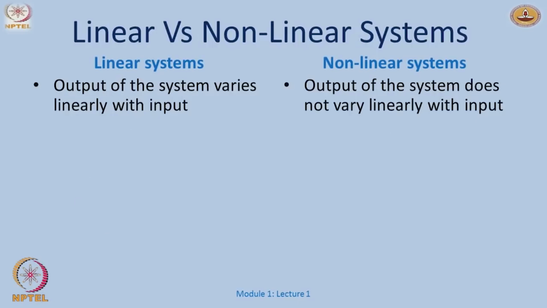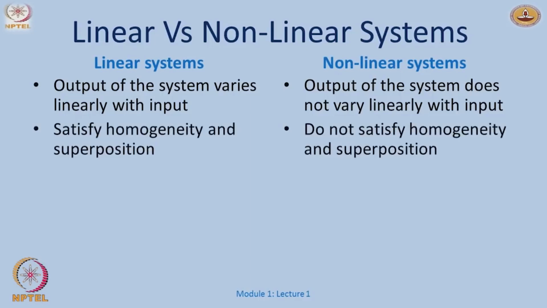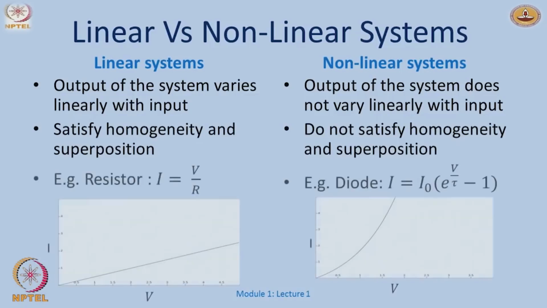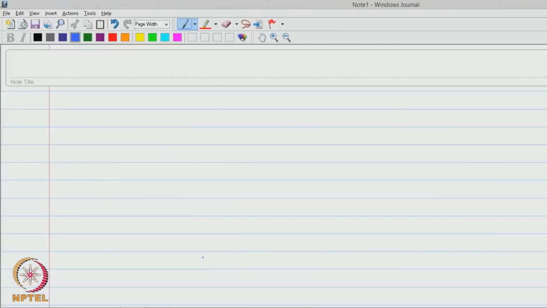Okay. So, what is a linear system? The system for which the output varies linearly with the input, right. And we all know that it satisfies the principle of homogeneity and superposition. For example, a resistor, right. So, okay, let us see how this works. So, if I just take a resistor, right. So, why do I call it a linear system?